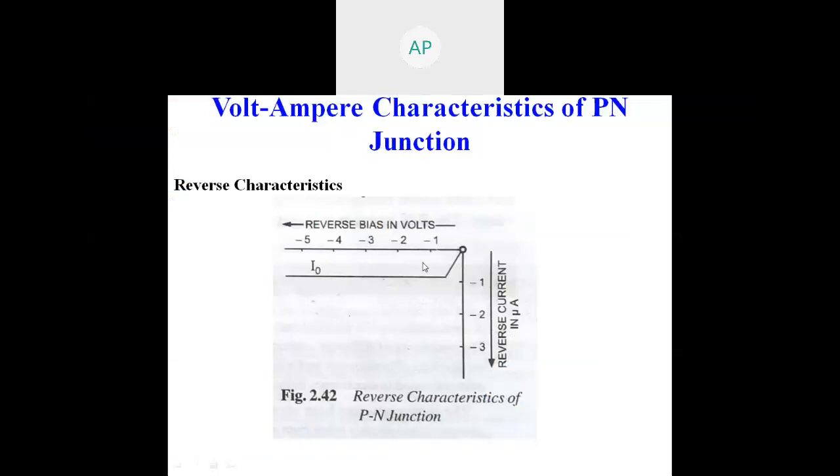But before the breakdown, there is a combination of electrons and holes which are minority carriers. Due to the minority carriers, a small amount of electrons flows, a small amount of leakage current. This small current can be labeled as leakage current, reverse saturation current, and so on.